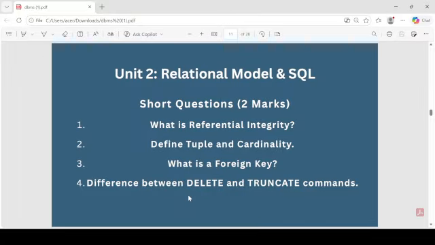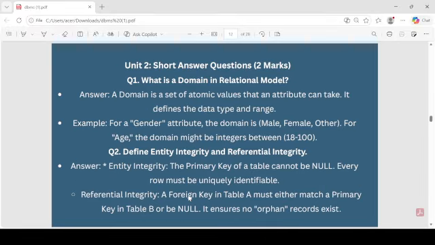There is a question on what is foreign key. So foreign key is basically a key which connects two tables. Like if there is a foreign key in table A, then it must match the primary key of another table, like referential integrity shows there. So a foreign key in table A must match the primary key of table B. So this is known as foreign key.